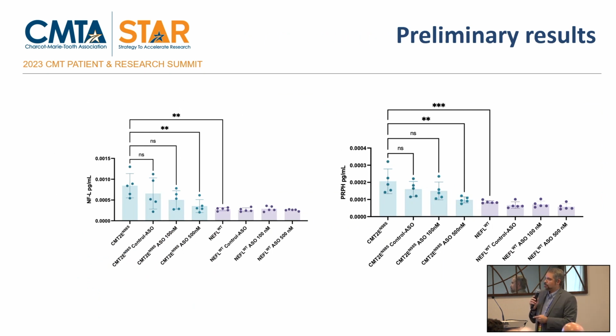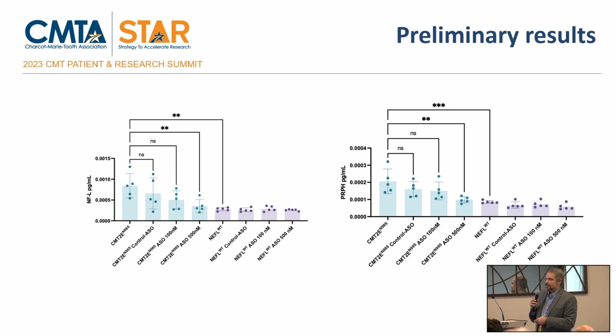And by doing that, here's a comparison. In blue are our affected cell lines, and in purple are control lines, so lines that don't have CMT. And this is the amount of that neurofilament that's leaking in the culture media. And here's another protein called peripherin, which has a kind of similar use in terms of detecting axonal damage. And we see that once we start treating our cells with different amounts of this ASO, this release of neurofilament or peripherin, so the axonal damage, goes down and goes to control levels.